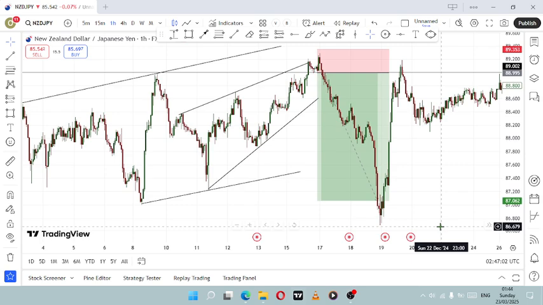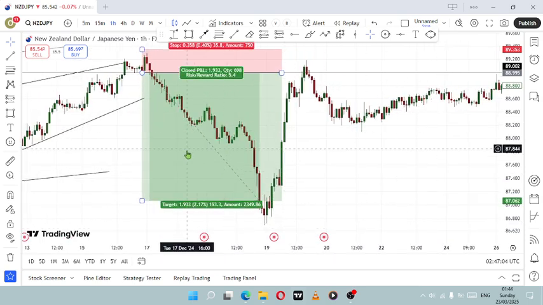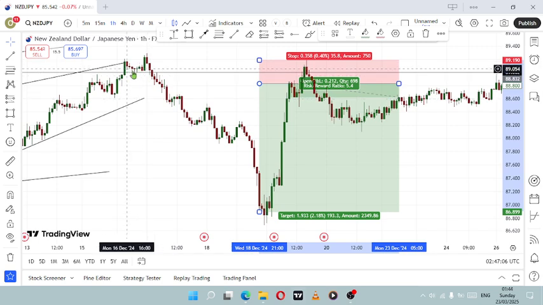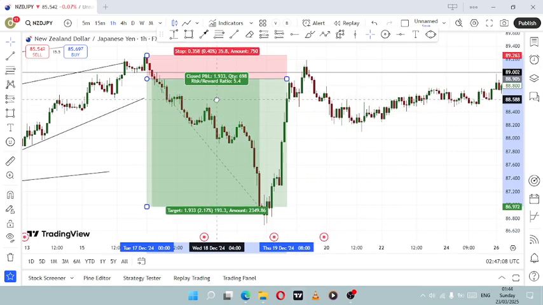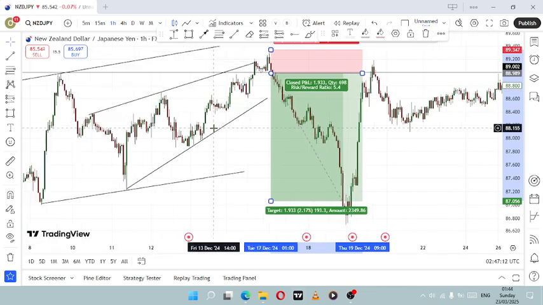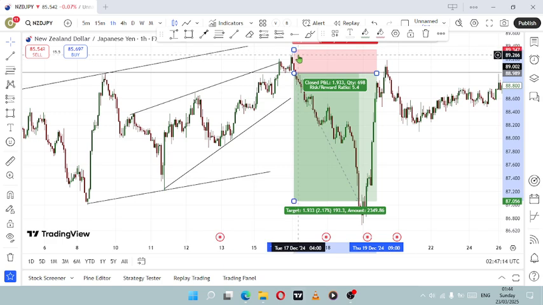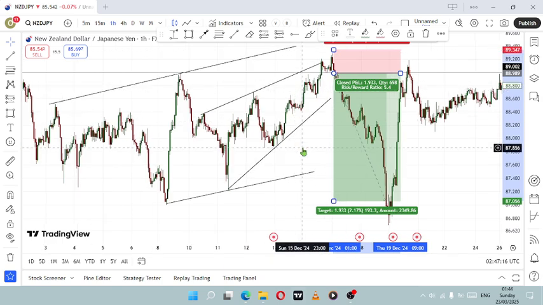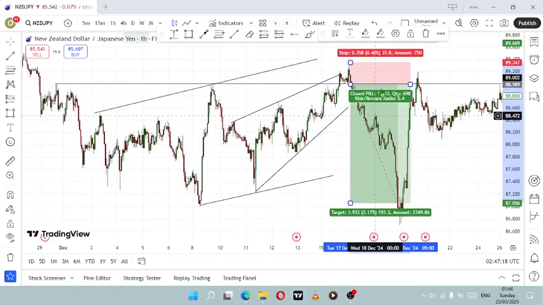And on the 1 hour, I think I'll wait for price to break back in, and I will enter like this. This one will be the ideal entry for me.